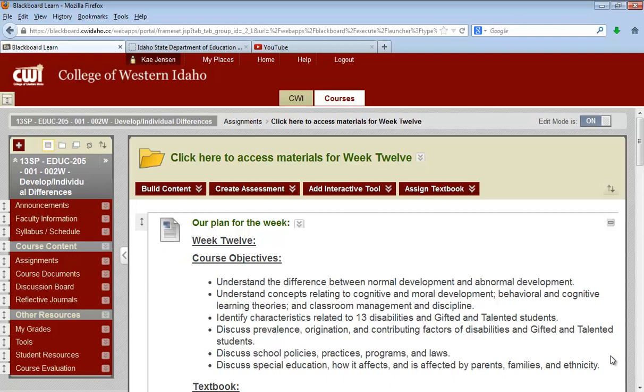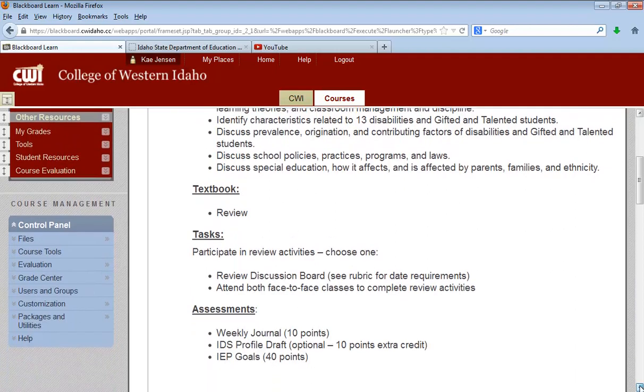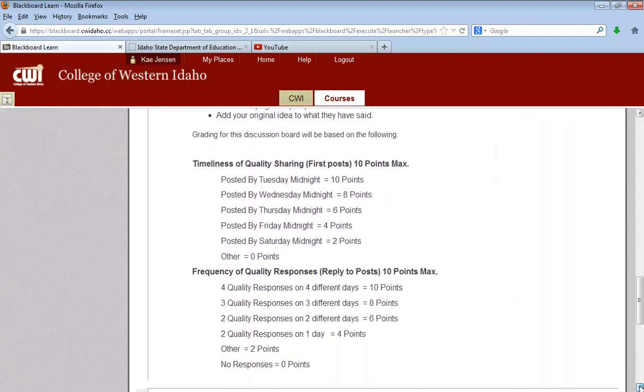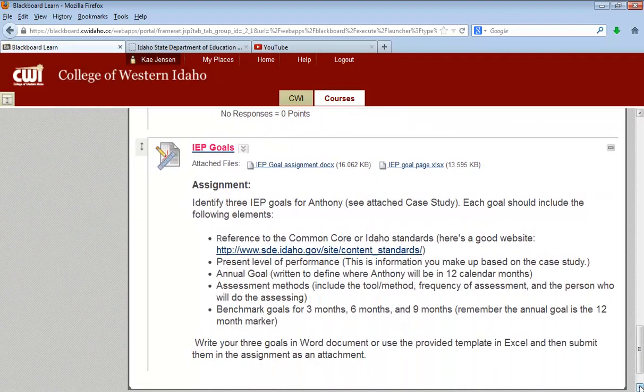So we're going to have to go back to what we learned in the first 3 chapters of the book regarding the creation of an IEP, Individualized Education Program, and we're going to start that process looking specifically at the goals. So if you scroll down in week 12 all the way to the bottom, you'll see our IEP goal assignment. There are 2 documents provided, or 2 attachments.